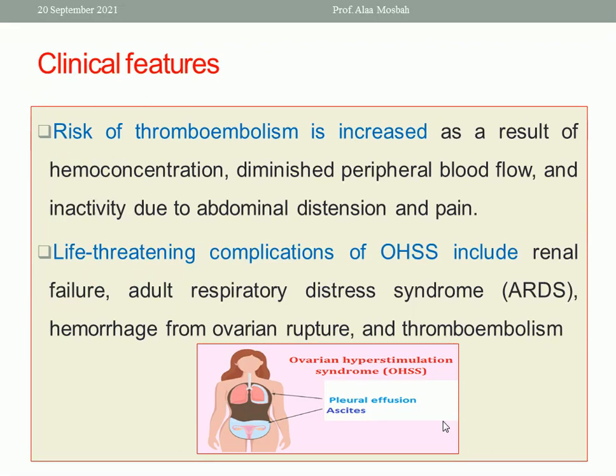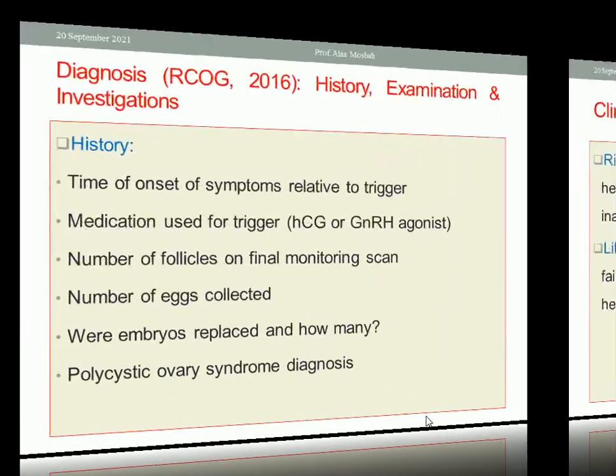What are the life-threatening complications? Renal failure, respiratory distress syndrome, hemorrhage from ovarian rupture or ruptured cyst, and thromboembolism and hyperkalemia.